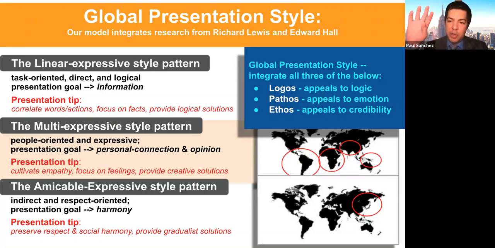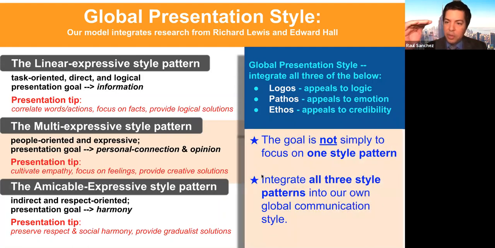But in fact, this framework is a very clear and simple way to integrate these styles into one presentation approach. So logos, if you integrate appeals to logic, you include statistics, facts, relevant research, you're going to integrate the linear expressive pattern. Pathos is appeal to emotion. If you interweave emotionally impactful stories, compelling opinions, sensory media, you're going to integrate the multi-expressive. And then ethos appeals to credibility. If you include relevant information about your character, your reputation, your credibility, this will integrate the amicable expressive. So the goal is when you integrate all 3 of those appeals, then you start to develop the international presentation style.